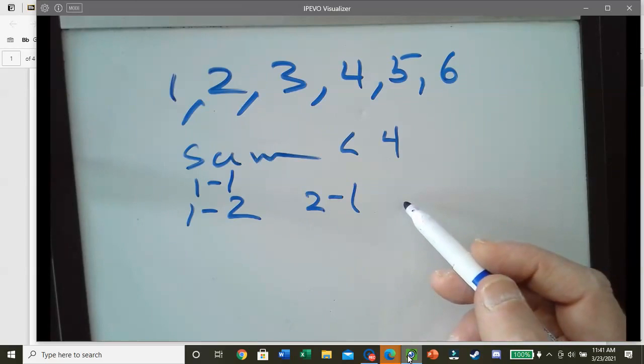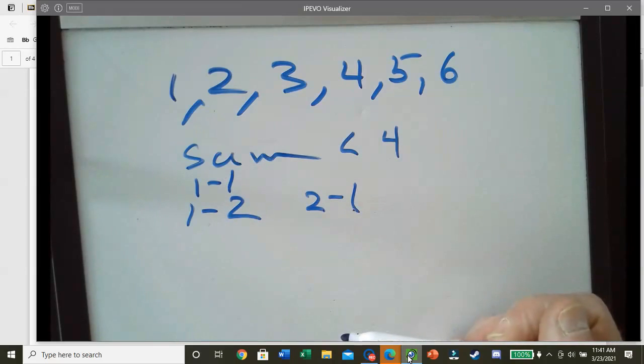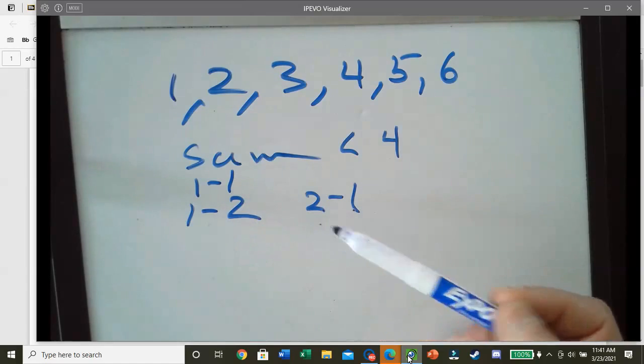How many ways is that? How many ways? You got 1 and 1, 1 and 2, and 2 and 1.